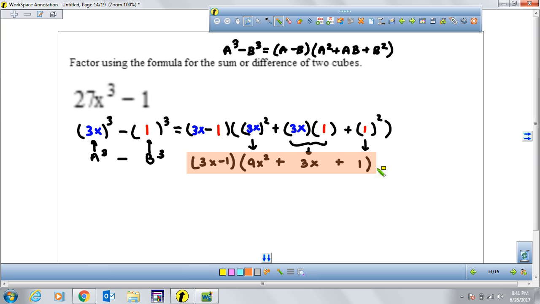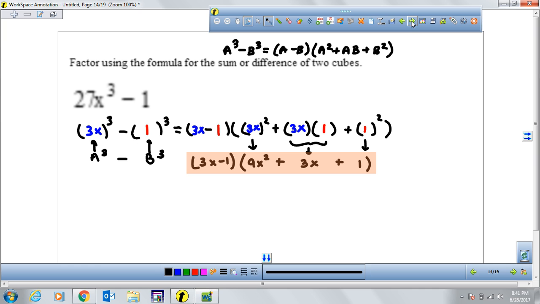Now, one little observation that I want you to notice is this. We ended up with a trinomial in the second parenthesis. It doesn't matter what kind of trinomial you get right here. That trinomial, whenever you do the difference of two cubes or sum of two cubes, will be prime, meaning that it cannot be factored. So this will be the end of the story.